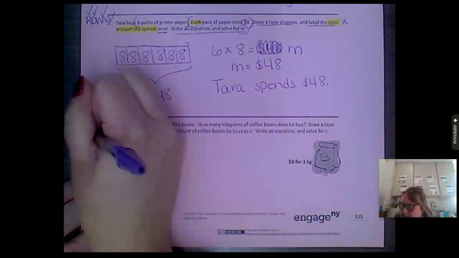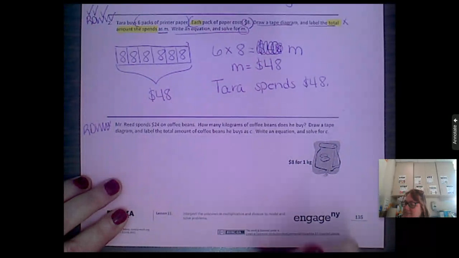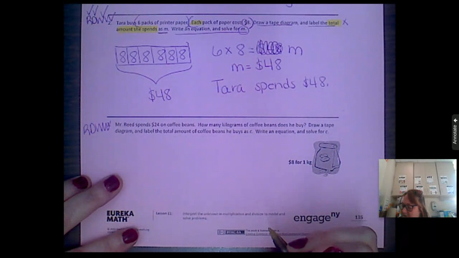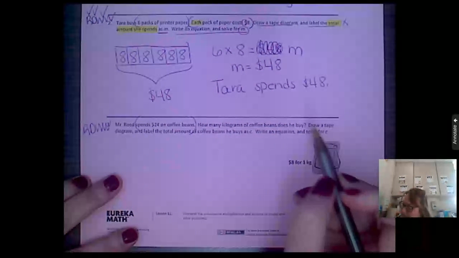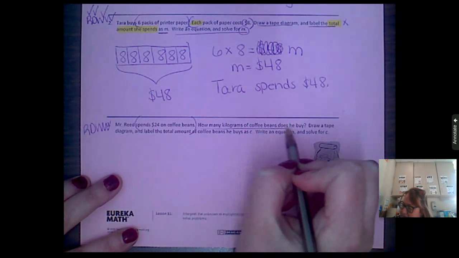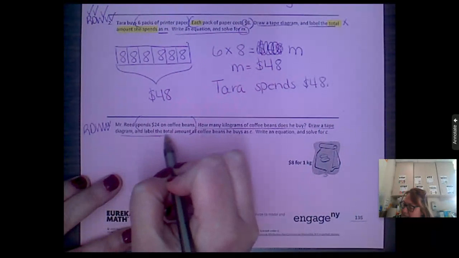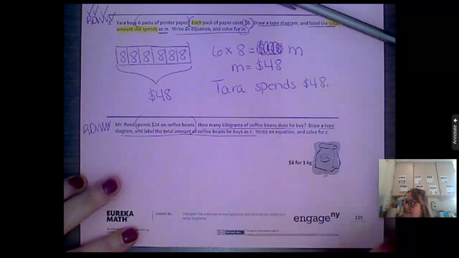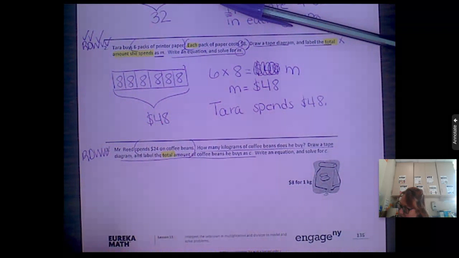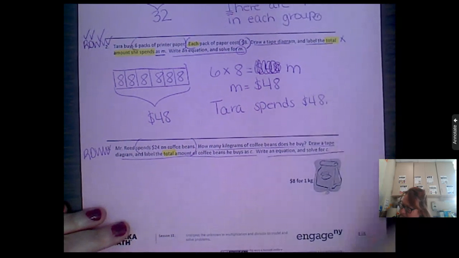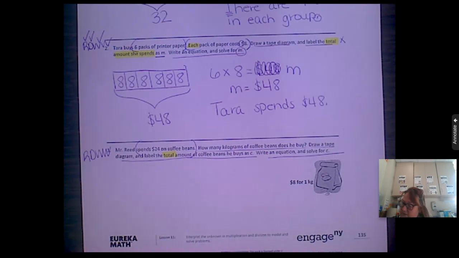Again, it's RDWW. Mr. Reed spends $24 on coffee beans. All right, so $24 on coffee beans. And I want to know how many kilograms of coffee beans does he buy? Draw a tape diagram and label the total amount of coffee beans he buys as C. I see a clue word, total. Okay. Write an equation and solve for C. Okay. So he spends $24 on coffee beans. Okay. How many kilograms of coffee beans does he buy? Draw a tape diagram and label the total amount of coffee beans he buys as C.